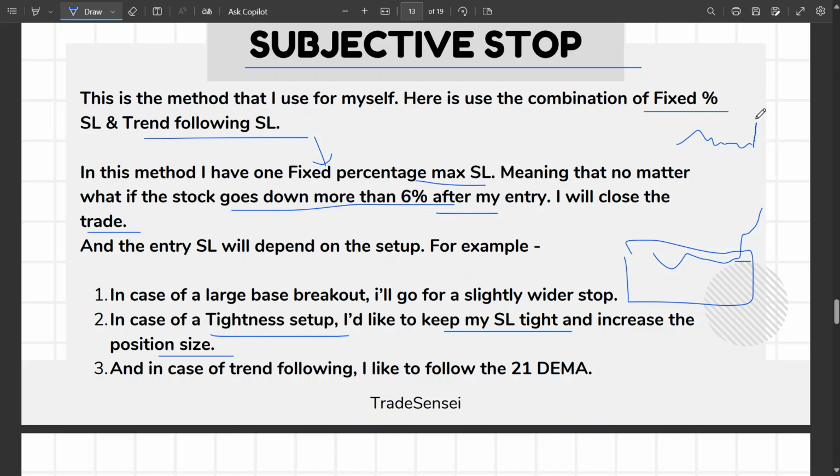So I'm expecting the price to move sharply higher. So here, if I want to take the full advantage of that particular move, what I'll do is keep my position size larger, and I'll keep my stop loss very tight in those particular cases.